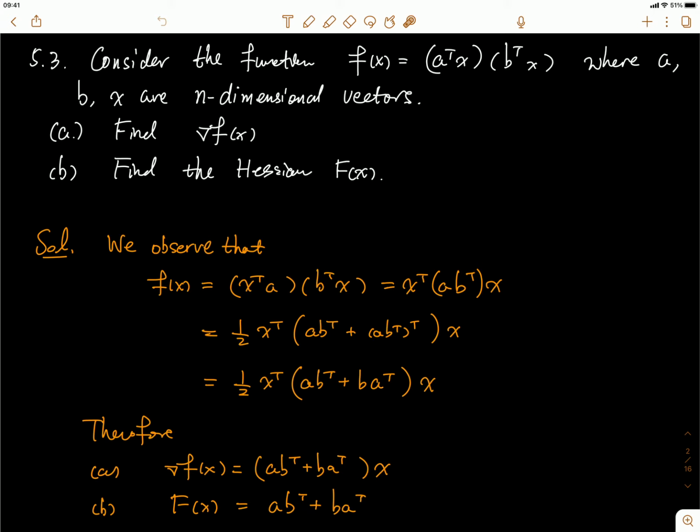Suppose we're given a function f that is written in this way. The function is a product of two scalars, because each of these is the inner product of two vectors. So both of these are scalars, and it's just a multiplication of the two scalars, so it's still a scalar. This function f is a multivariate, scalar-valued function. The question is to find the gradient of f and the Hessian of f at any given point x.